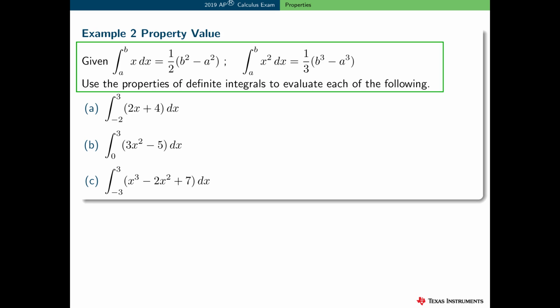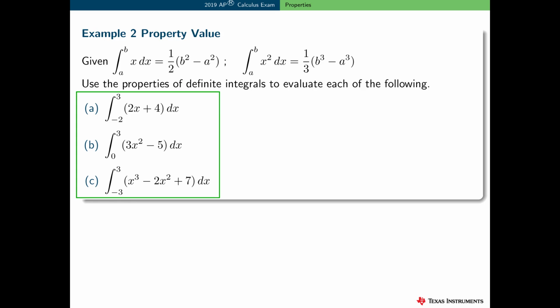Here's a typical example involving these 4 properties. For the constants a and b, let's suppose that these 2 special definite integrals can be evaluated by using these formulas. Use the properties of definite integrals to evaluate each of the following. I'll solve part A, but I'm going to leave the rest for you. And remember, at this point in the course, we're solving these problems without any anti-differentiation rules. We're just using the properties of definite integrals, and perhaps even the definition.